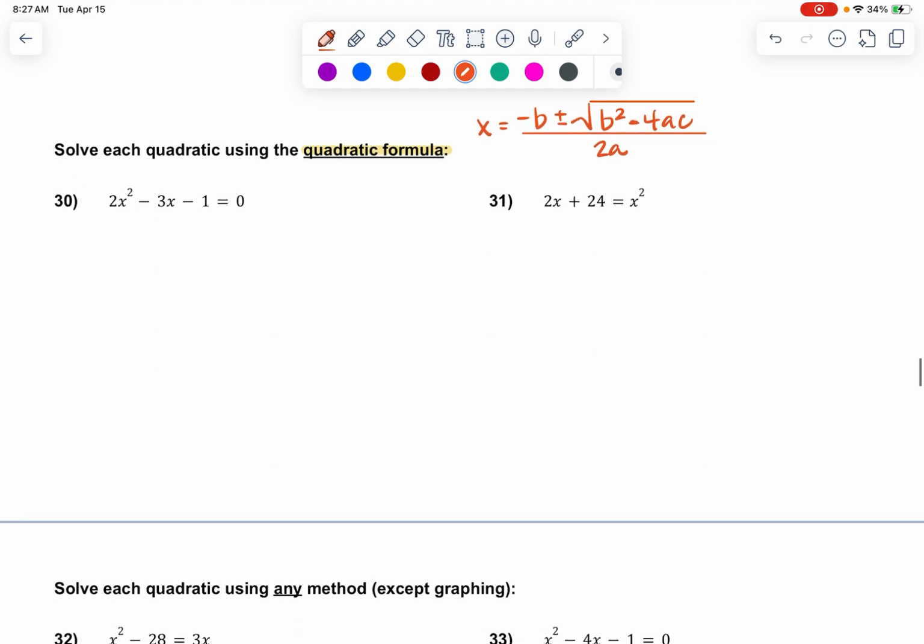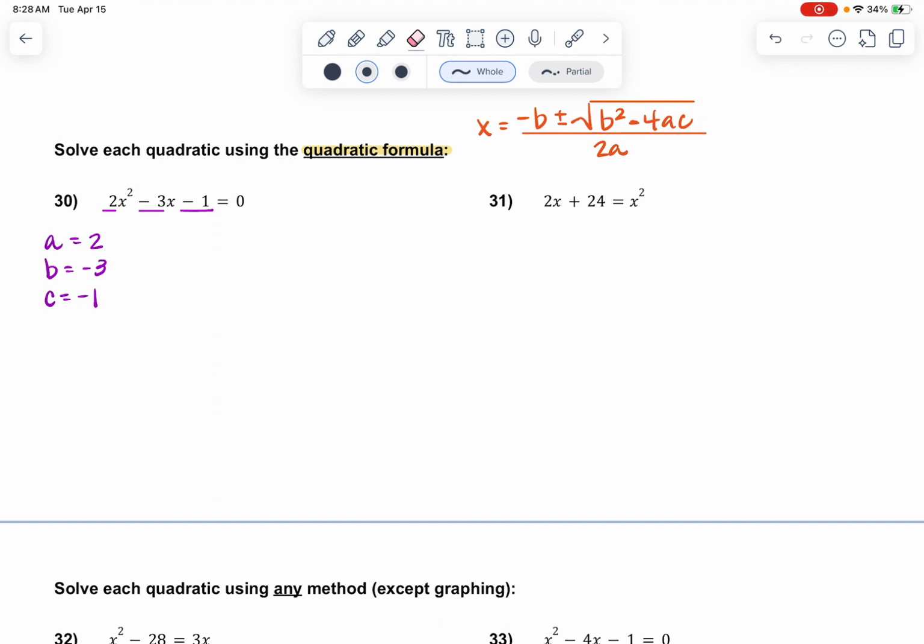And so number 30 is already in standard form. So all we need to do is pluck out the A, the B, and the C, right? So the A is the number in front of the x squared, the B is the number in front of the x, and the C is the constant at the end, right? So we know A is 2, B is -3, and C is -1. So now all we have to do is just plug those numbers into the quadratic formula, right?